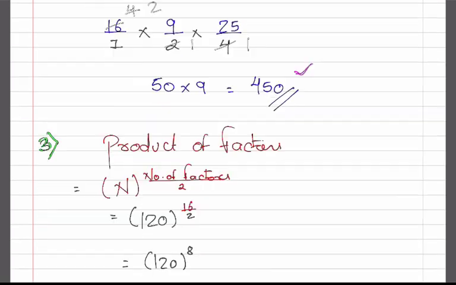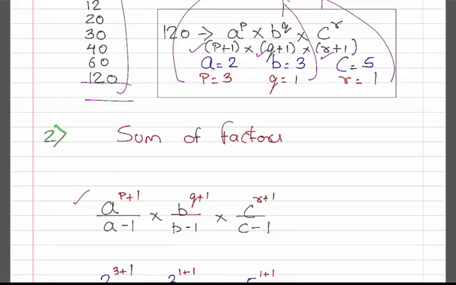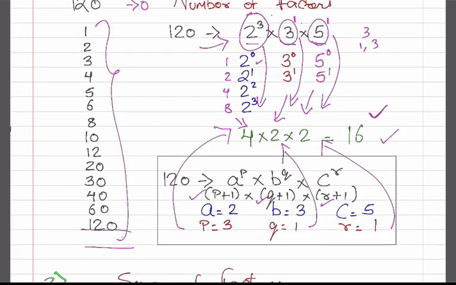Next question is product of factors. Now what is the meaning of this? Multiply all of them. 1 into 2, 2 into 3, 3 into 4, 4 into 5, and then so on. Okay, what will be the product of factors? Now let's do it smartly. We'll multiply, but we'll multiply it smartly.